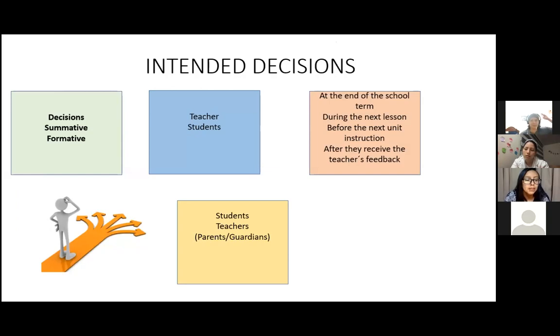Thank you very much. Okay, in this case, we have the intended decisions, which are summative and formative, as we know. And who will make these decisions are the teacher and the students at the end of the school term, during the next lesson, before the next unit instruction, after they receive the teacher's feedback. And the stakeholders will be the students, teachers, parents, and guardians.